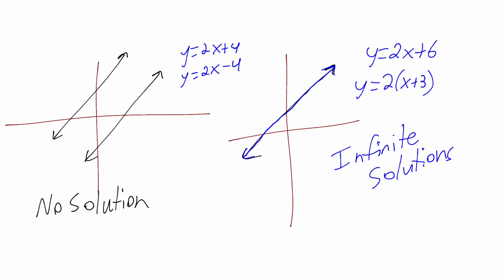Graphically, here is what the exceptions look like. If there's no solution, that means the lines never cross. That's because they have the same slope, but a different intercept. Infinite solutions means both lines are actually the same line. They might look like this. The first one might be 2x plus 6, and the second one is 2 times (x plus 3), which if you distribute, gives you 2x plus 6. So it turns out every single point is on both lines because they're actually the same line.